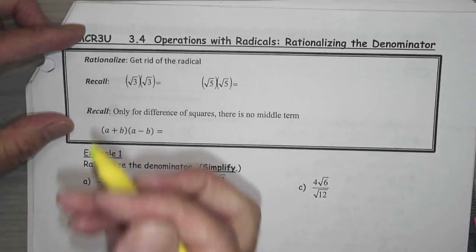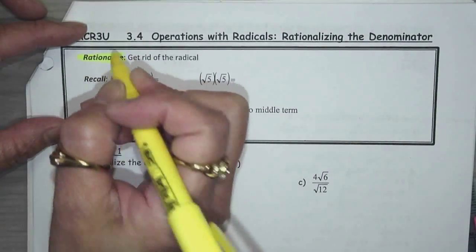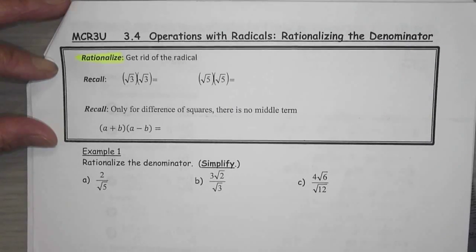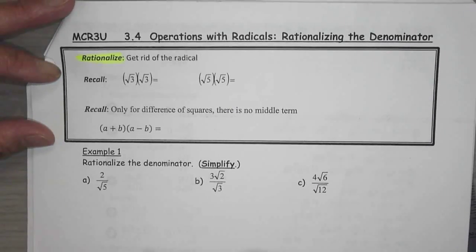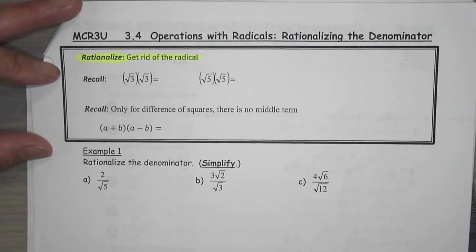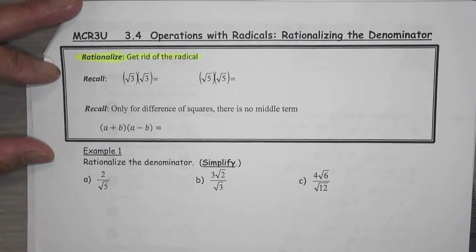Rationalize is a new word. When we rationalize something in math, it means to get rid of the radical. We're getting rid of the radical. We're going to use that word in future math as well. Okay, so we'll use this word.